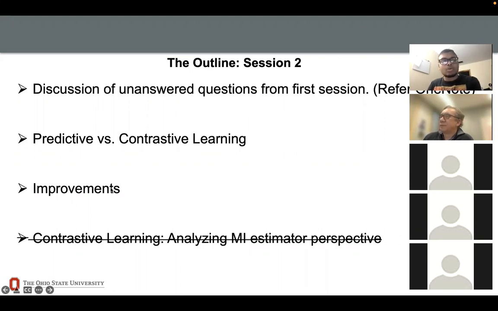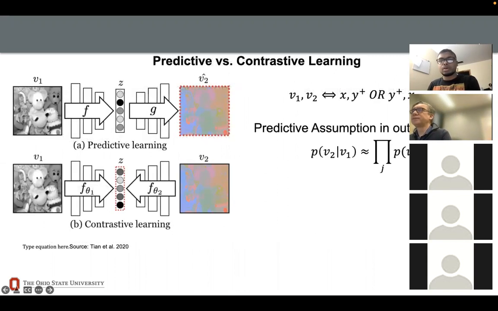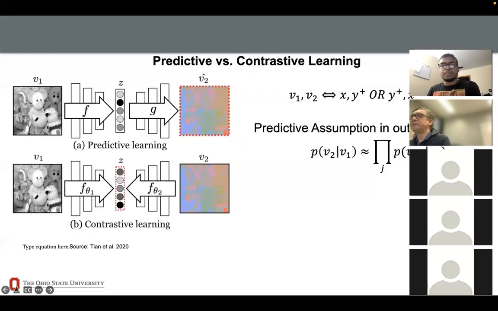And then I'm going to talk about improvements that are suggested in the literature to really make contrastive learning work. Some of them are applicable in some cases and others in other cases. I have skipped the section analyzing the MI estimator perspective because I don't think time will permit that, so we're not going to discuss it anymore. That would leave some time for more discussion, and maybe coming back to the unanswered questions of this session.